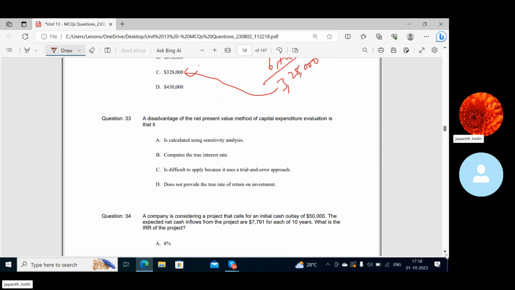A disadvantage of NPV method of capital expenditure evaluation is that it. Do you think it provides any rate of return for you? No. It only tells you about the positive or negative NPV, right? Yes. This is the answer. Next.